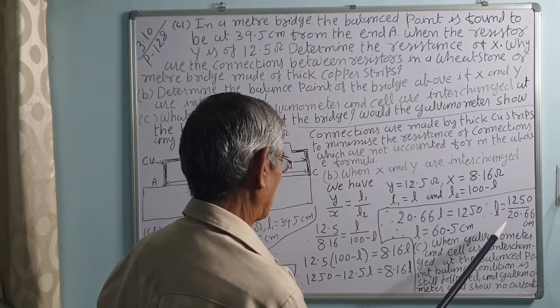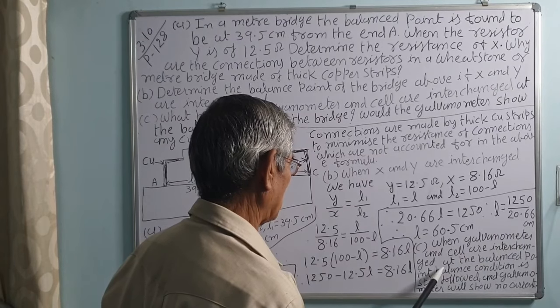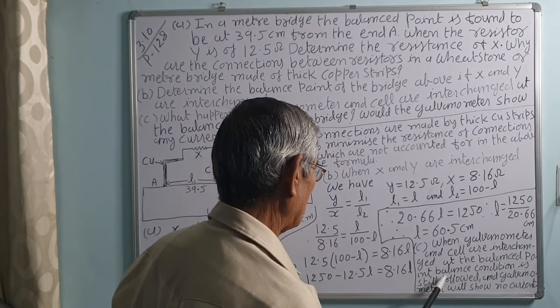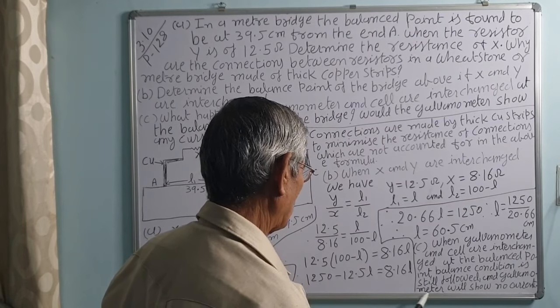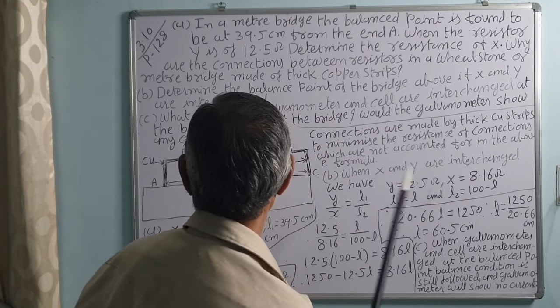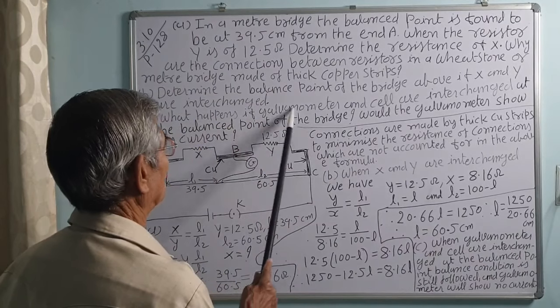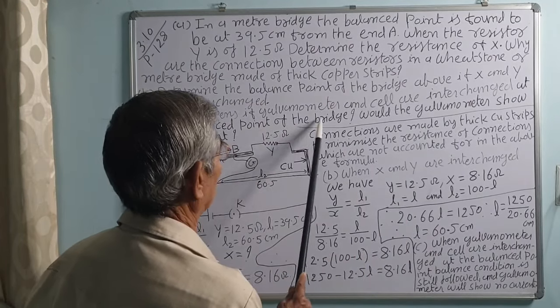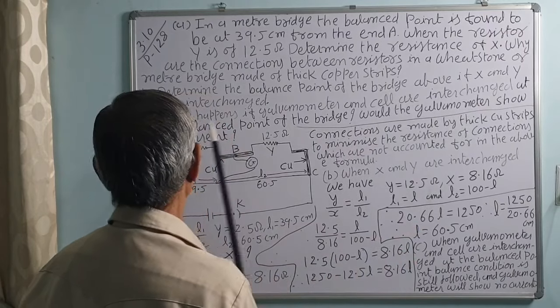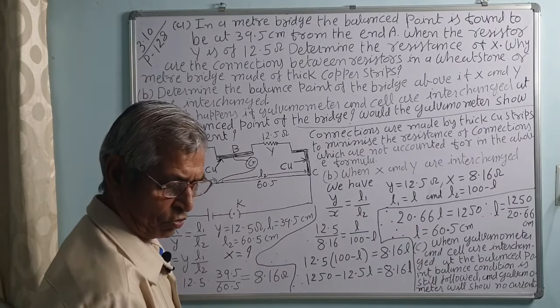Last, when the galvanometer and the cells are interchanged at the balance point, the balance condition is still followed and the galvanometer will show no current. Answer is no. What happens when the galvanometer and the cells are interchanged at the balance point of the bridge? Would the galvanometer show any current? No. It will show zero current.